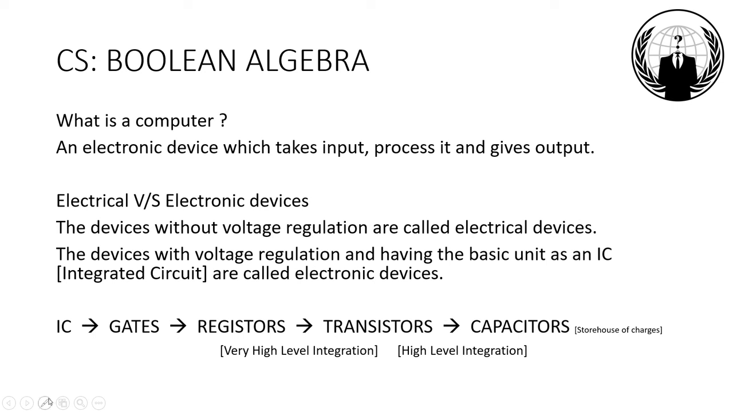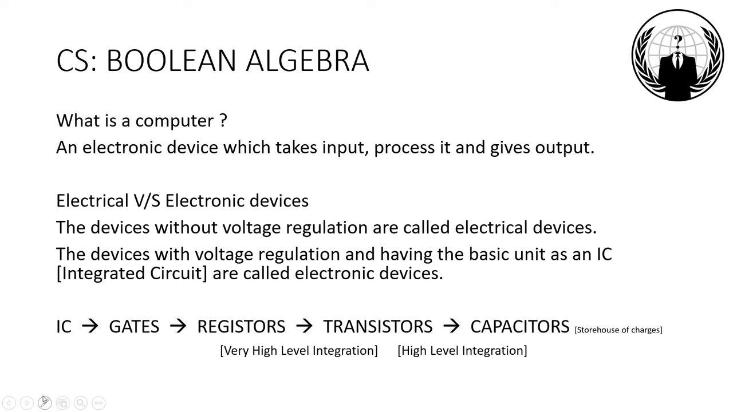The devices without voltage regulation are called electrical devices. Example, electric fans, tube lights, light bulbs, etc. And the devices with voltage regulation and having the basic unit as an IC or integrated circuit are called electronic devices. Example, the circuit used in air conditioners, all the digital devices, calculators, smartphones, computers, and many more.